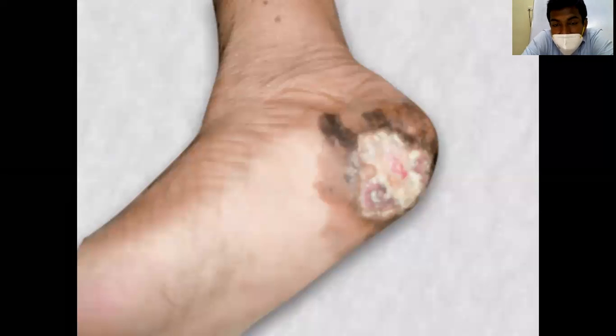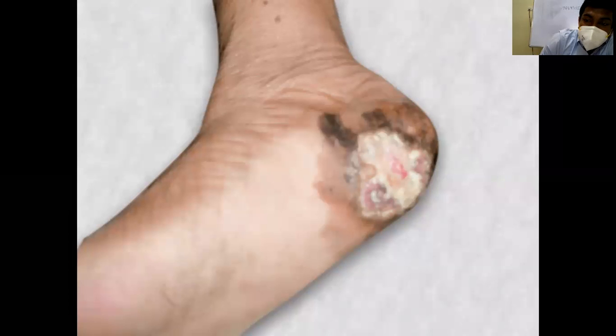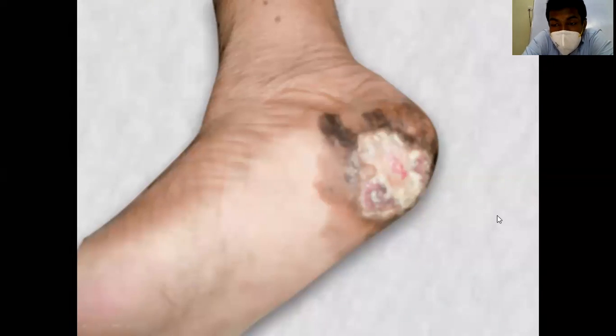Now, what do you see here? I would like someone to comment on the location of this and also the gross appearance of this. Just looking at it, describe the lesion. No, I have not given you any history. So how can you commit yourself to say that this is a pressure sore?